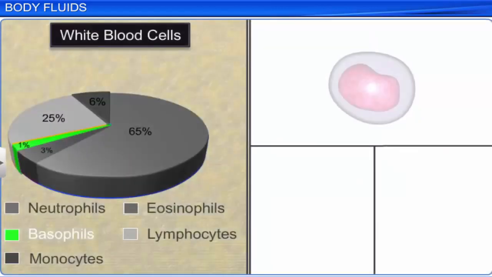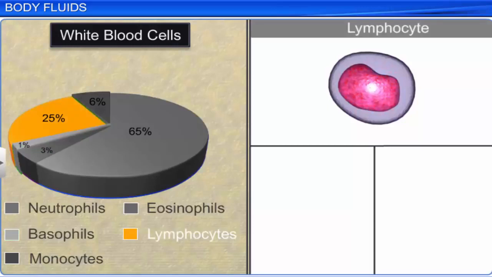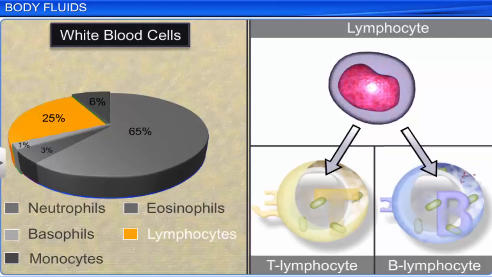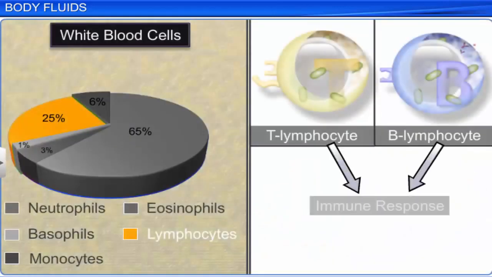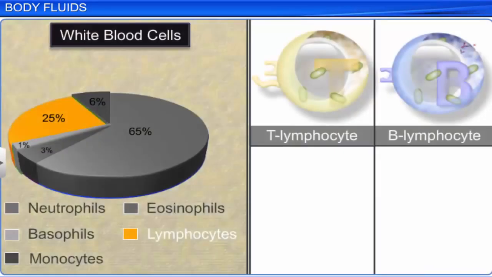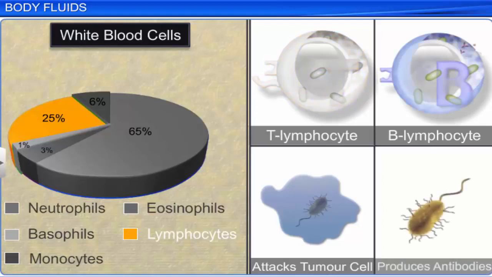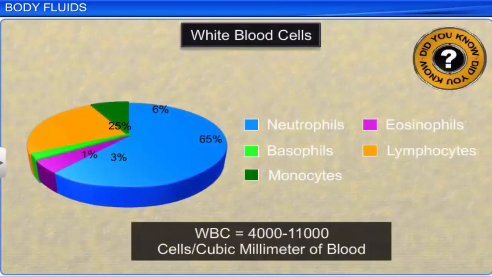In contrast to the other leukocytes, lymphocytes include T lymphocytes and B lymphocytes and are involved in the immune responses of our body. For example, T lymphocytes attack abnormal or tumor cells, while B lymphocytes produce antibodies against foreign microorganisms. Did you know there are around 4,000 to 11,000 WBCs per cubic millimeter of blood?